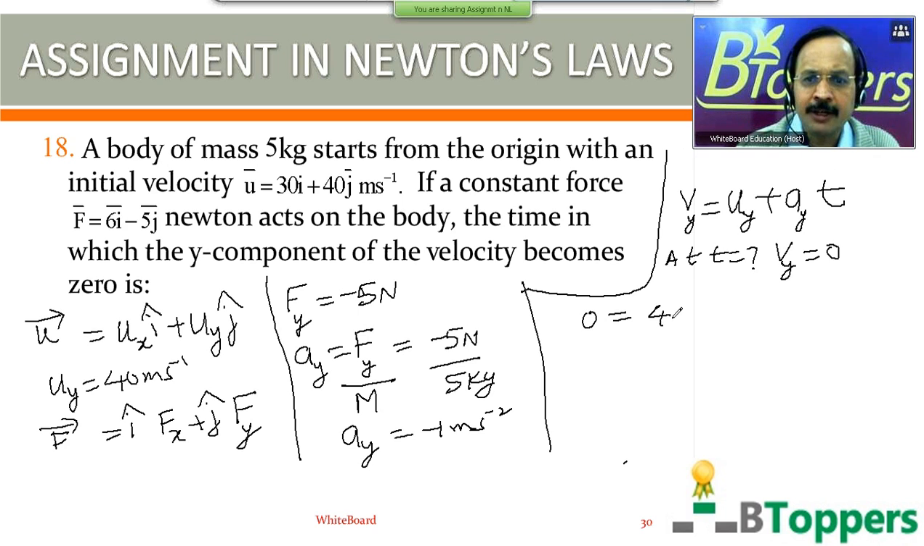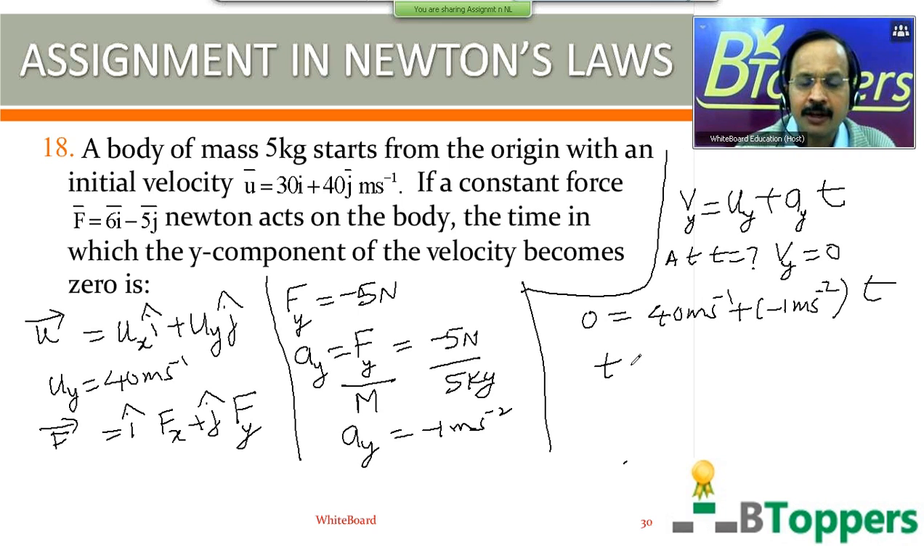And Uy is 40 meters per second. Acceleration Ay is minus 1 meter per second square. And you have to find the time t after which the y component velocity becomes 0. So you get the answer as 40 seconds.